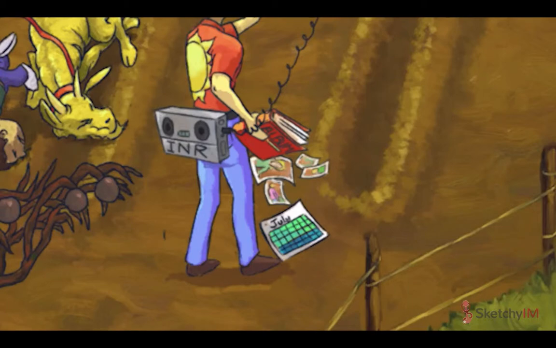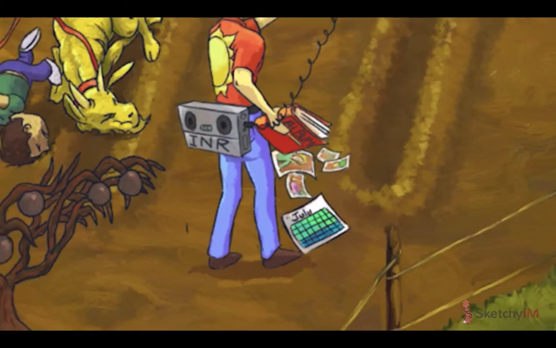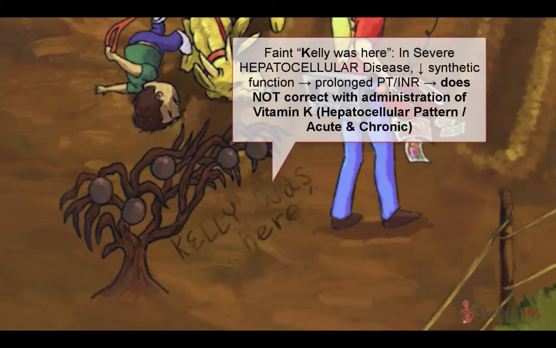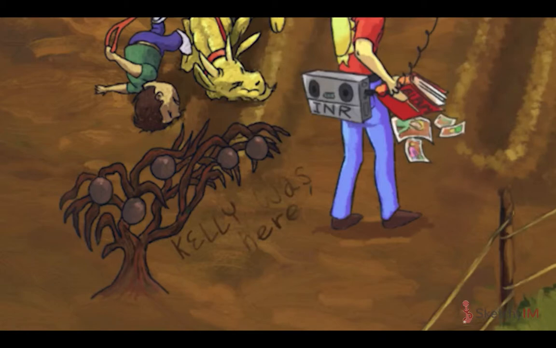When INR is elevated from impaired synthetic function, administration of vitamin K does not correct the abnormality. Think of it this way: no matter how much vitamin K you throw at it, a failed liver is a failed liver. This is in contrast to an elevated INR resulting from vitamin K deficiency, which will correct with vitamin K. We'll reiterate this later.